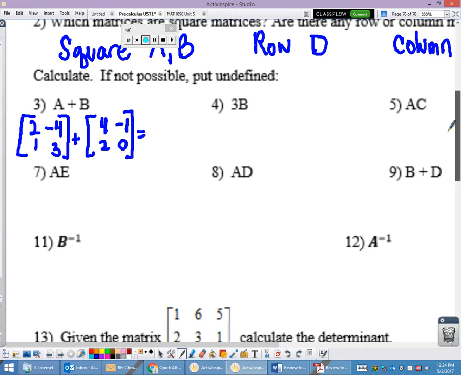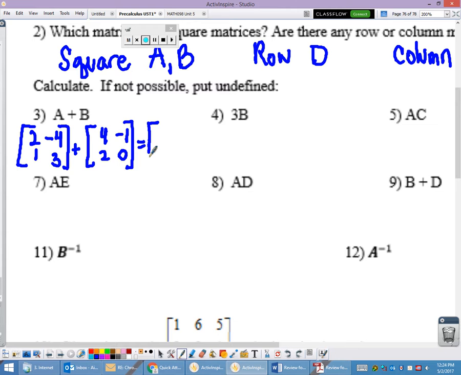So for matrix A and B, I'm going to take 2 plus 4, and that will give me 6. And then I'm going to take -4 plus -1, and that gives me -5. Then I'm going to take 1 plus 2, and that's going to give me 3. And then finally 3 plus 0 will give me 3. And that will be my result matrix of A plus B.